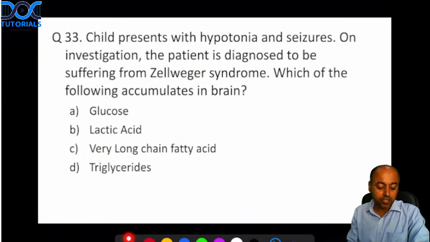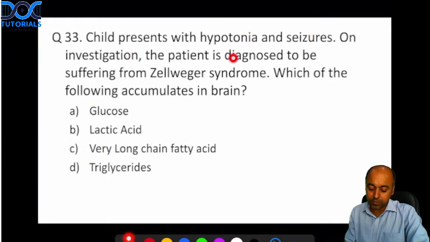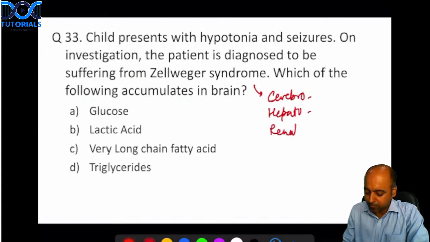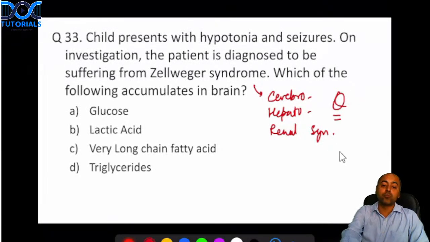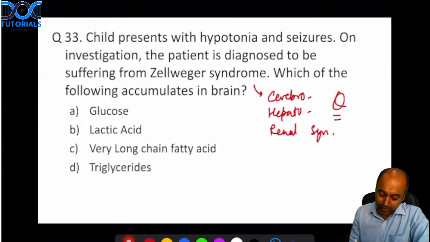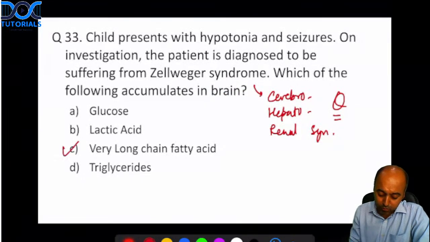Clinical case, question 33. Child presents with hypotonia and seizures. On investigation, the patient is diagnosed to be suffering from Zellweger syndrome, also known as the cerebrohepatorenal syndrome. Please keep this alternate name in mind, the cerebrohepatorenal syndrome, or the Zellweger syndrome. Which of the following will accumulate in the brain? They're asking about the brain. For the brain, the answer should be VLCFA.